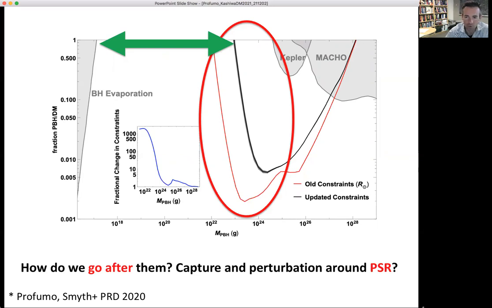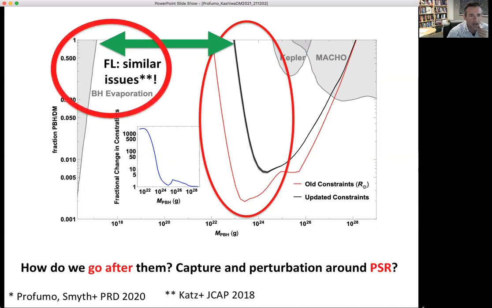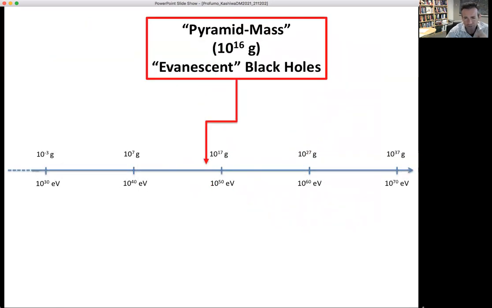And we've done some work in trying to understand the capture and perturbation rate of asteroid mass black holes around pulsars. Femtolensing also has similar finite size source effects that eliminate constraints in the lighter black hole mass region, a region that I'd like to draw your attention to next.